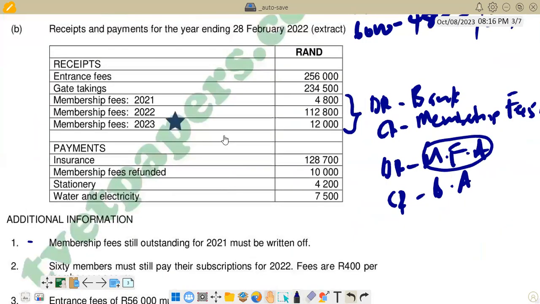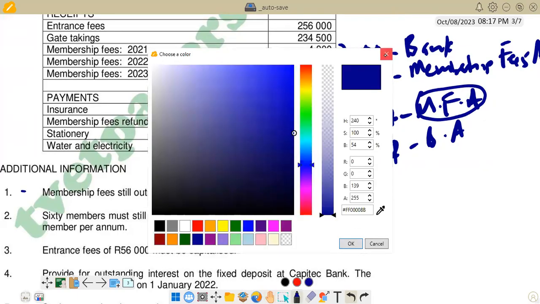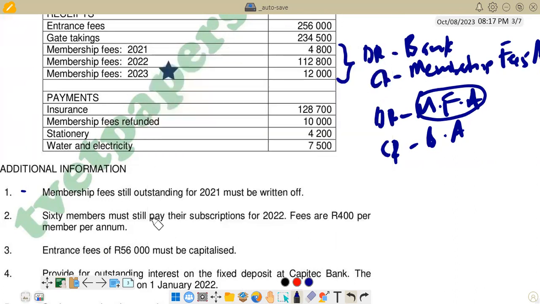If you go to our additional information, the second part is saying 60 members must still pay their subscriptions for 2022. Fees are 400 per member per annum. So they are saying 60 members must still pay. It means these 60 members haven't paid their amounts, so they must still pay. So this one is an owing, and this is happening at the end. So this is an accrual at the end.